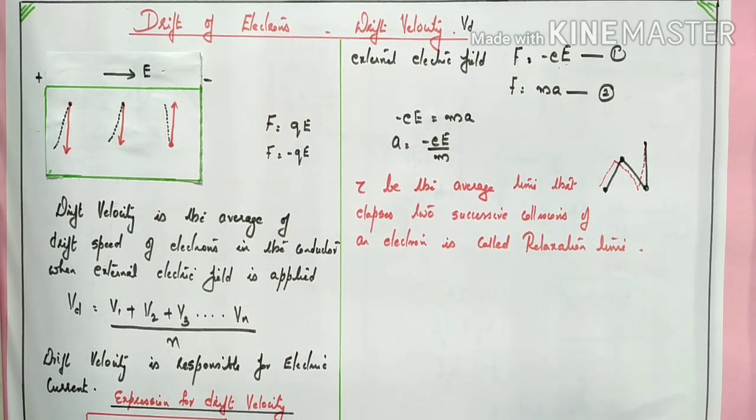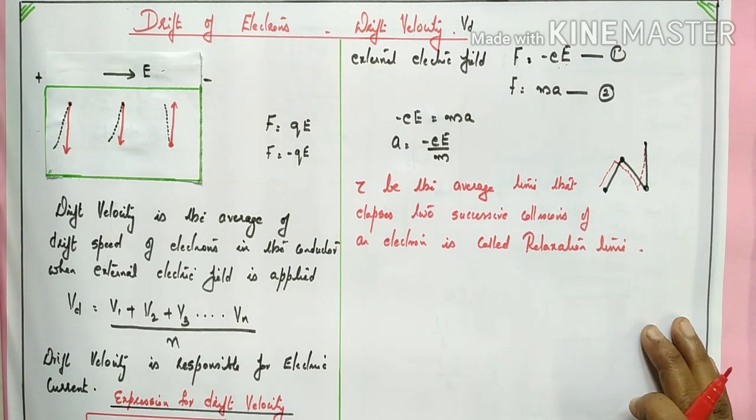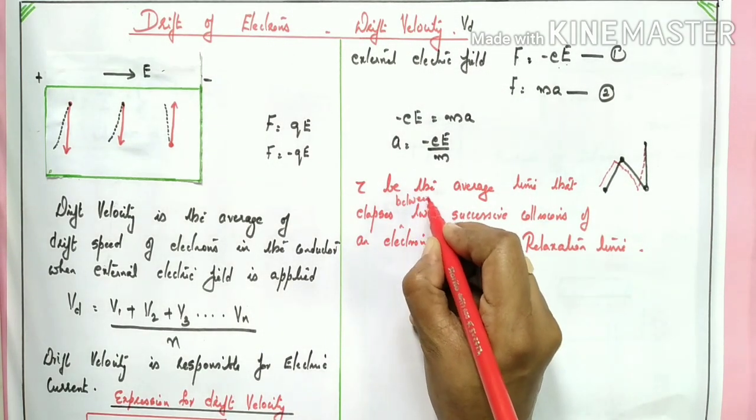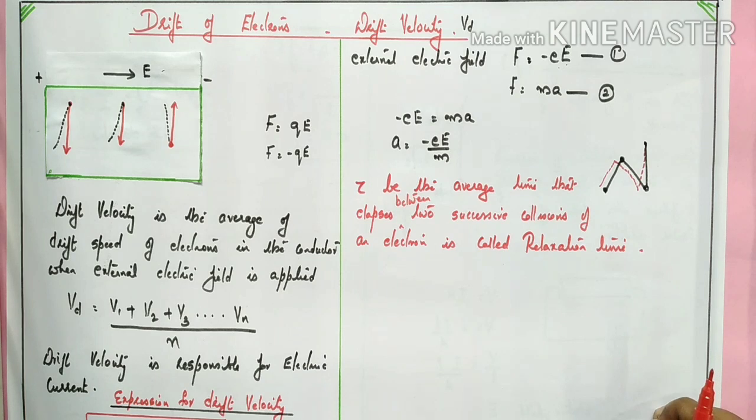Because in this relaxation time, no collision takes place, the electron is highly relaxed. Hence the time is called the relaxation time. So the relaxation time is the average time that elapses between two successive collisions. The relaxation time is represented by the letter tau.